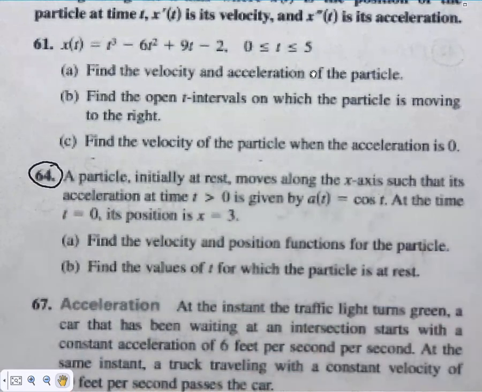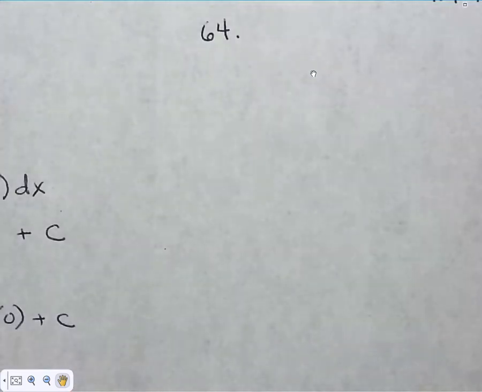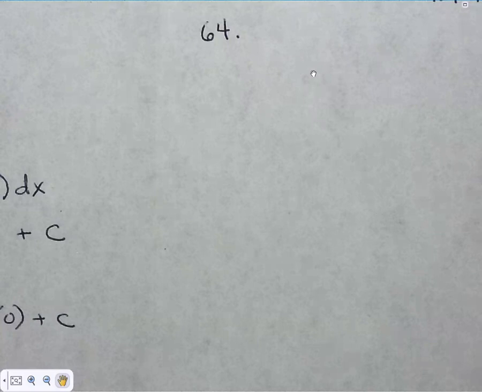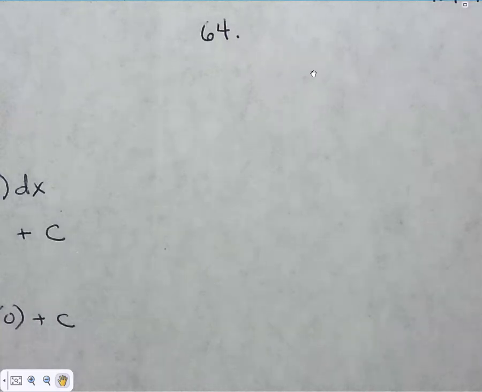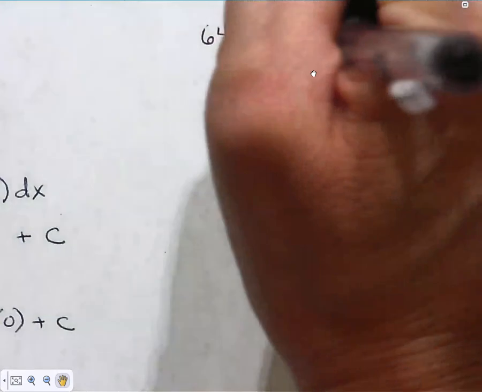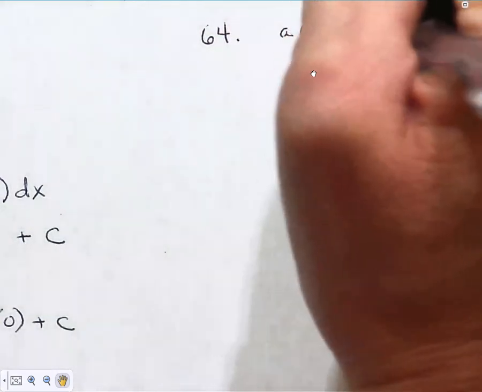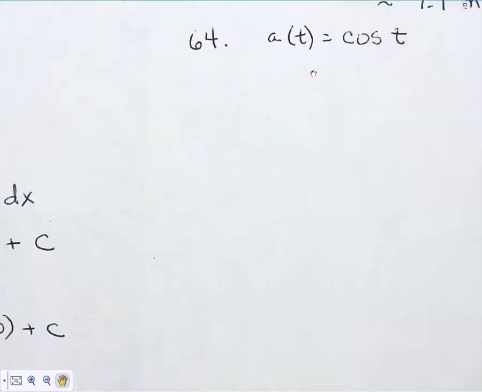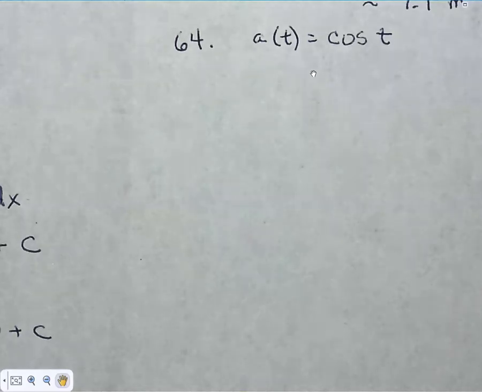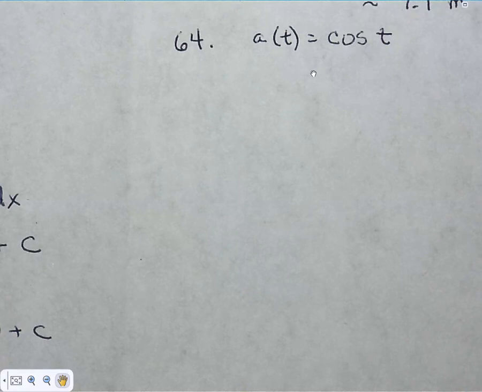Help me get everything that I'm given written down correctly. Tell me one thing that I'm given. Position function. All right. I'm not given the position function. Acceleration function. I'm given the acceleration function. A of t is cosine t. And then what? At t equals 0, x equals 3.